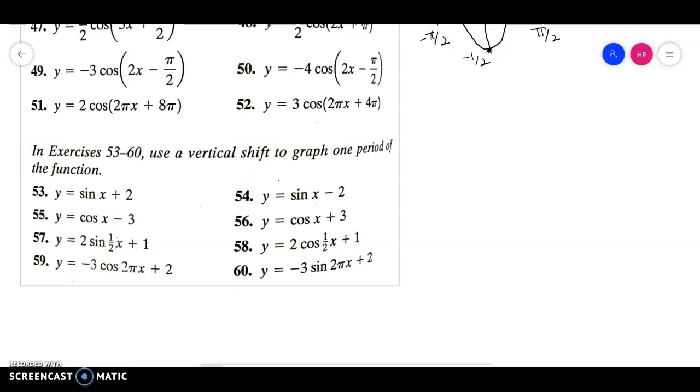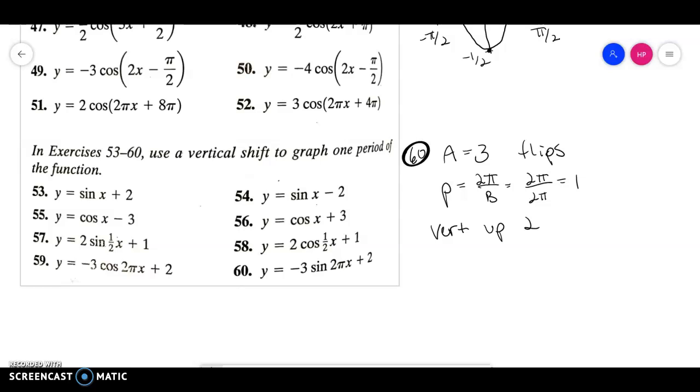Let's take a look at 60 because there's so much going on. So the vertical shift we haven't talked a whole lot about. So it's got an amplitude of 3, and then it flips because that's actually a negative 3. The 2 pi x means that my period, 2 pi divided by b, is 2 pi over 2 pi, which is just 1. And then that plus 2 we haven't talked about, but it goes vertically up 2 units.